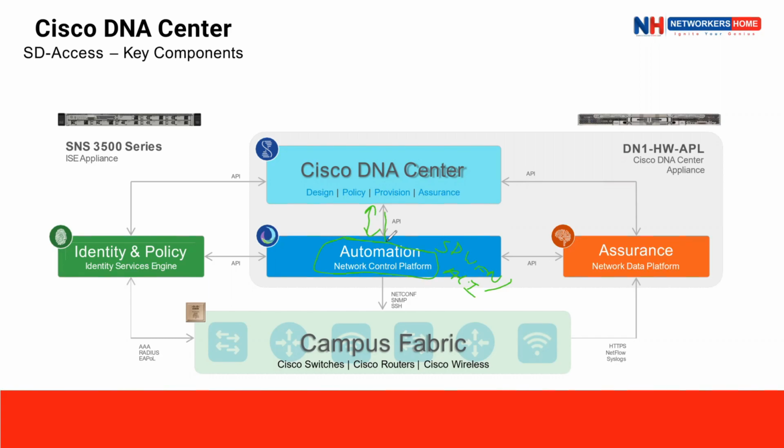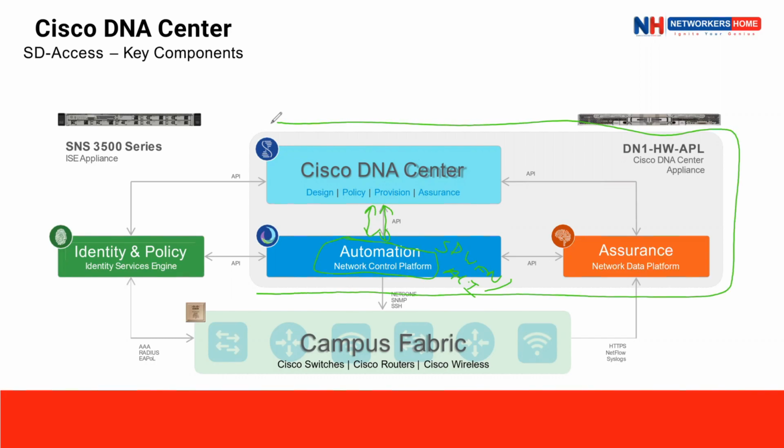This thing internally communicates. This is not a separate device. That's why we have this in a single gray box. This is a single appliance but has multiple modules. This automation part communicates with DNA Center, which you can relate to the vManage, via API.